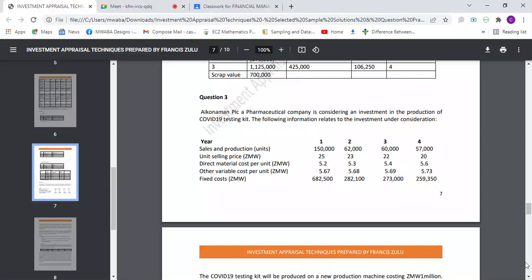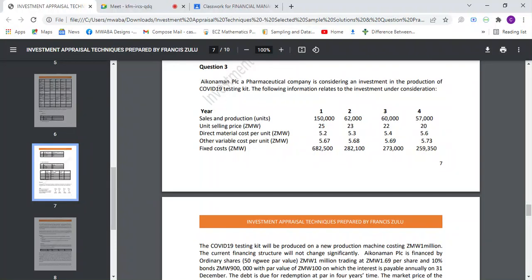Investment appraisal. It's question 3 here. Iconaman PLC, a pharmaceutical company, is considering an investment in the production of COVID-19 testing kits. The following information relates to the investment under consideration.